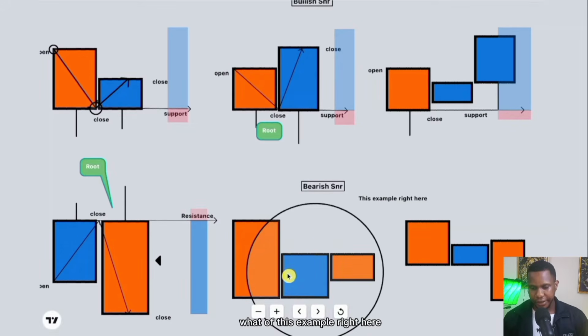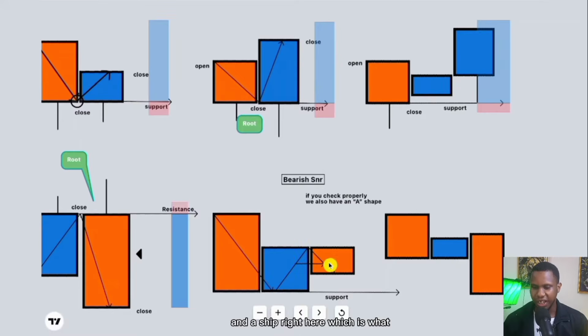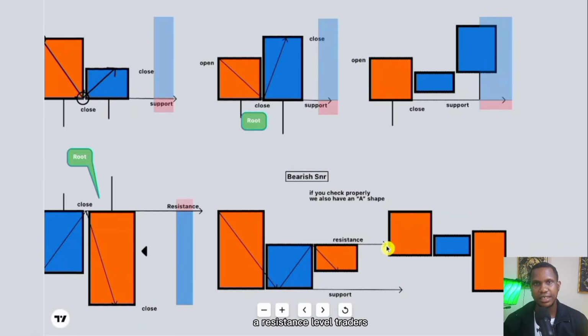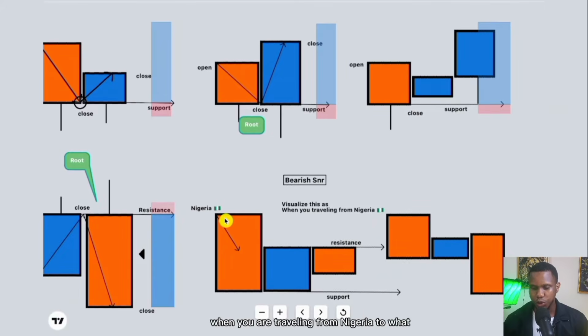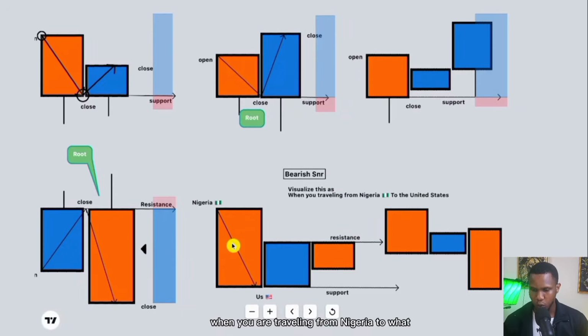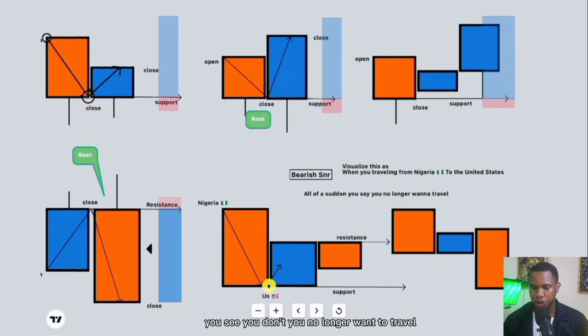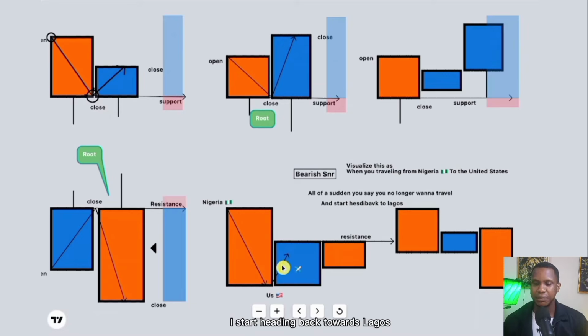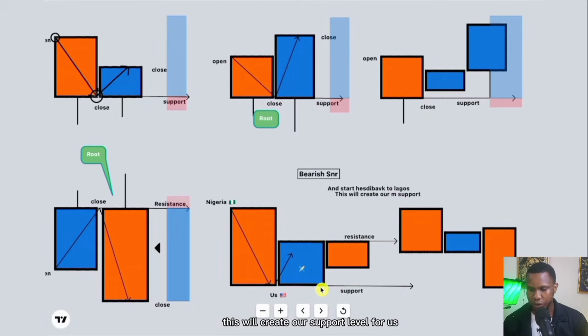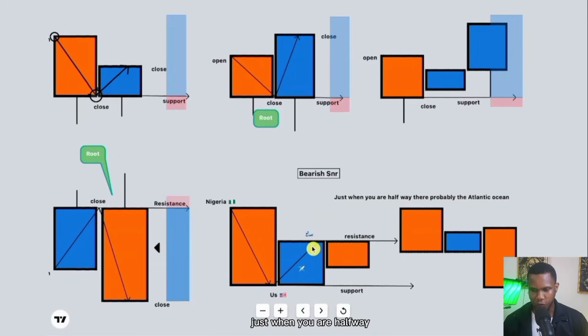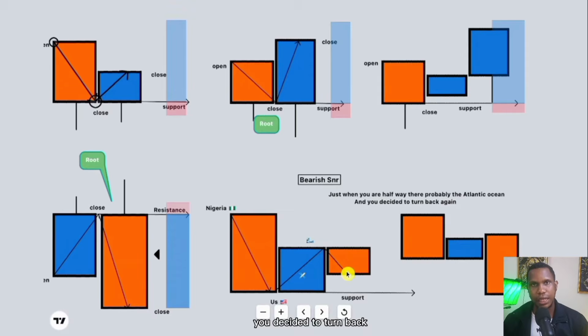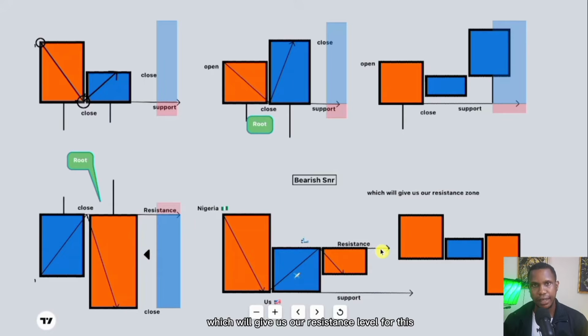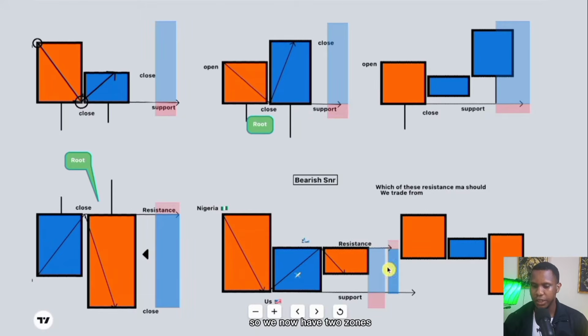Going to make our entry, stop loss above that, and trade to the downside. So in this example right here, can you see we have a V shape, which is our support, and if we check properly, we also have an A shape right here, which is a resistance level, traders. I want you to visualize this as when you're traveling from Nigeria to the United States. All of a sudden, you no longer want to travel and start heading back towards Lagos. This will create our support level for us. Just when you were halfway to Lagos, probably at the Atlantic Ocean, you decided to turn back, which will give us our resistance level, traders.